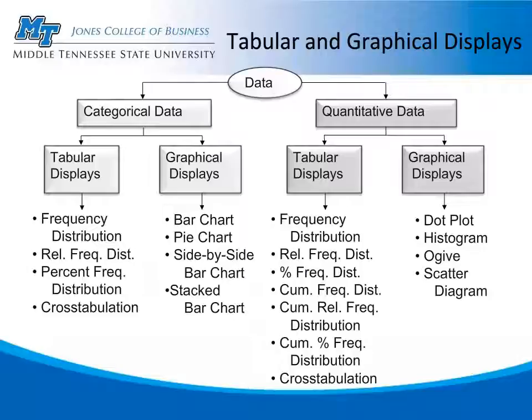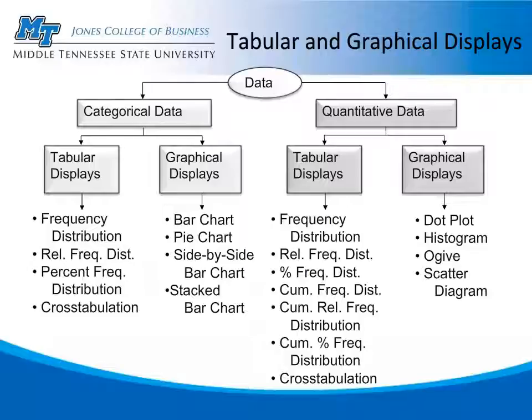The data could be categorical, or the data could be quantitative. Whether it's categorical or whether it's quantitative, you have the choice of tabular displays or graphical displays. Now, some of these display types, you're going to see them in both areas. You'll see them with categorical data. You'll see them with quantitative data. Examples of that include the frequency distribution, the relative frequency distribution, the percentage distribution or percent frequency distribution.